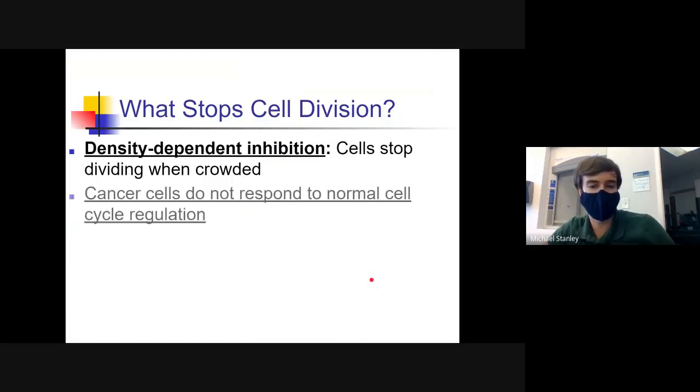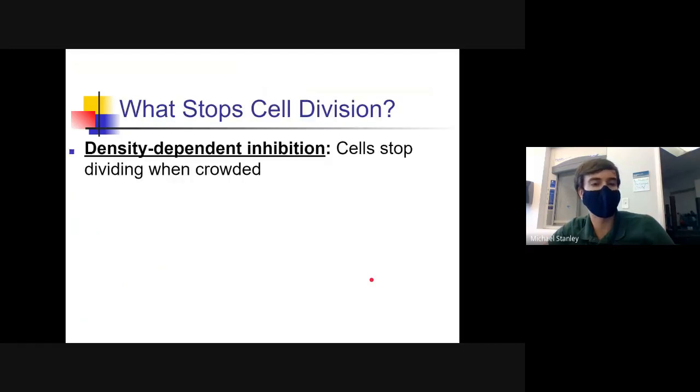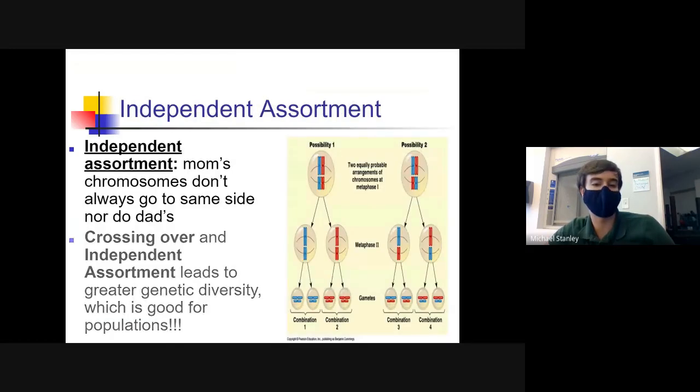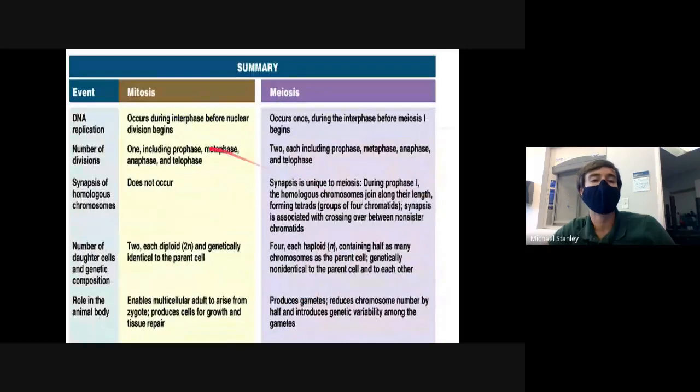All right, so there's some other stuff on these slides that you guys don't really need to know for the final. The main thing is just the major differences between the steps of mitosis and what happens in mitosis versus what happens in meiosis.